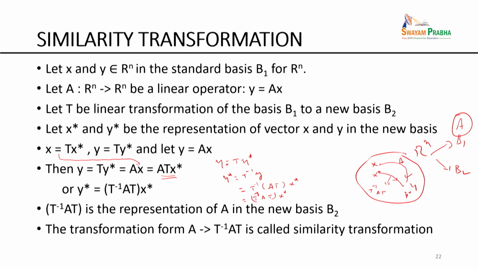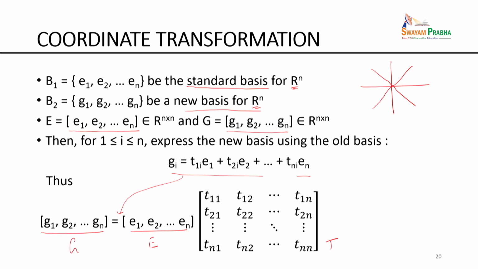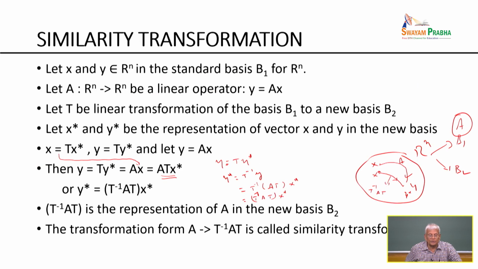So A is an operator that maps x to y in the standard basis. I change the basis from x to x star, B1 to B2. Every matrix has a unique representation on a given basis. Why is that? Let's go back. G is the new basis, E is the old basis. I can transfer E to G using the transformation. The transformation depends on the original basis. The original basis is the one that I'm going to transfer. Therefore, representation depends on the basis.